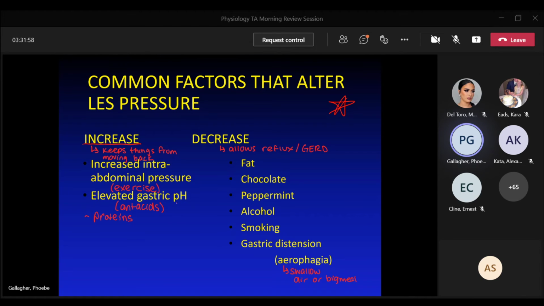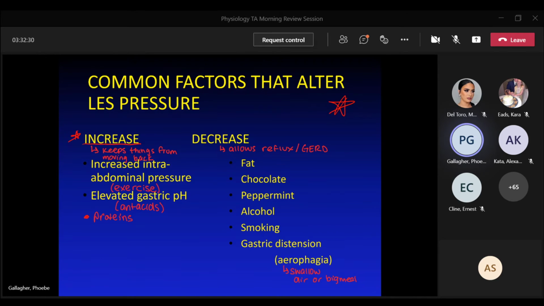And then also an elevated gastric pH. If you were to take antacids, it's going to not only minimize the hydrochloric acid, or increase the pH in your stomach, but it's also going to promote an increase in lower esophageal pressure to also prevent backflow. Proteins he mentioned verbally also lead to an increase in lower esophageal pressure for whatever reason. So I would just memorize those 3 things as being factors that increase lower esophageal pressure.